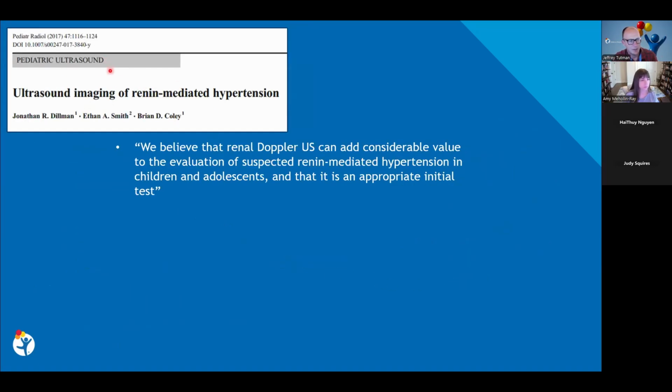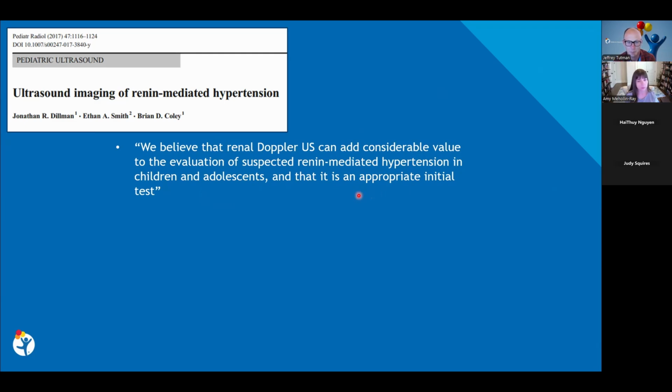Then this same year, there was a nice review paper from our friends at Cincinnati. They reviewed the literature. This wasn't a retrospective or novel new patient population, but kind of just summarizing most of the literature that I just talked about as well. Their conclusion was that renal Doppler ultrasound can add a lot of value to the evaluation of patients, and that it's an appropriate initial test. The reasoning for that, as we just talked about in that last paper, is that it's not going to be the gold standard for diagnosis, but it can still provide at least some guidance for additional workup.